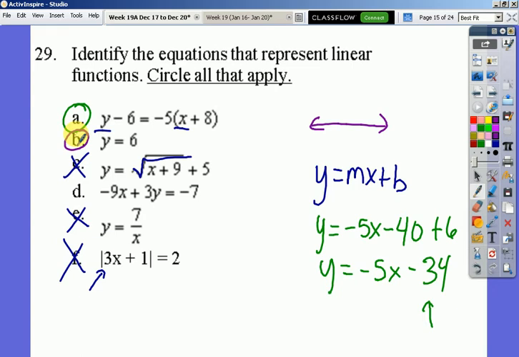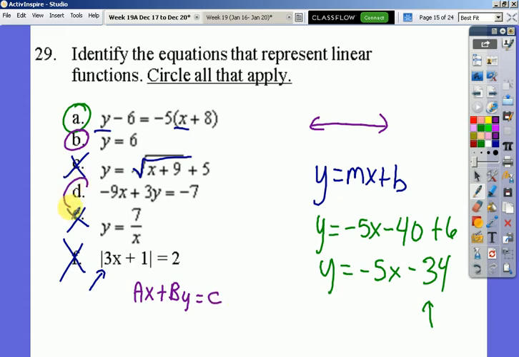Is D linear? I told you it's linear. How do you know it's linear? You don't have to solve it. What form is this in? It's not y equals mx plus b. It's ax plus by equals c. Do you remember what that's called? It's called standard form.